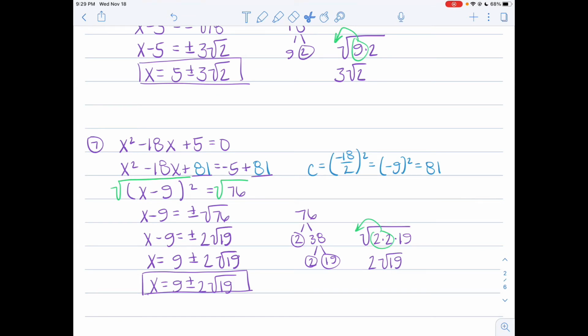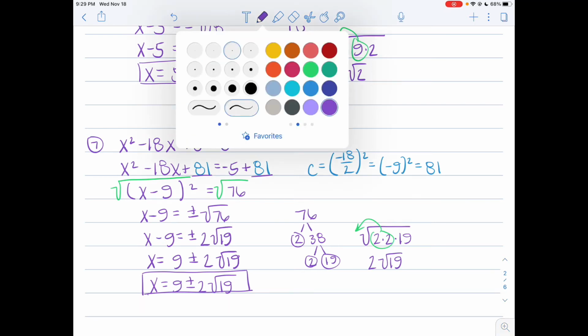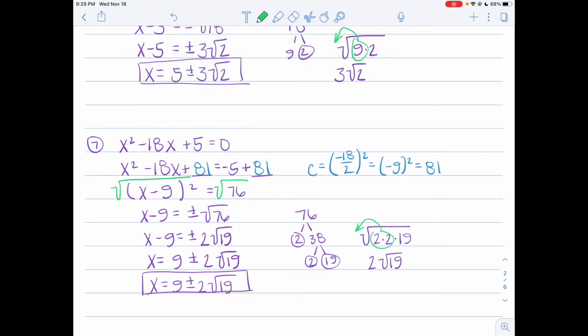So I plugged in 81, and then I rewrote my perfect square trinomial as its binomial squared, remembering that negative 9 comes from taking half of the b term. Now I'm ready to take square roots, and I can say that the square root of (x minus 9) squared is equal to plus or minus the square root of 76, and this cancels. That leaves me with x minus 9 on the left and plus or minus square root of 76 on the right. 76 is not a perfect square.